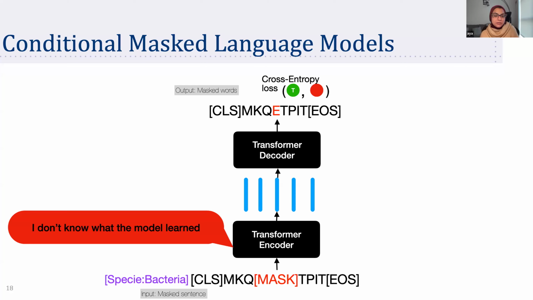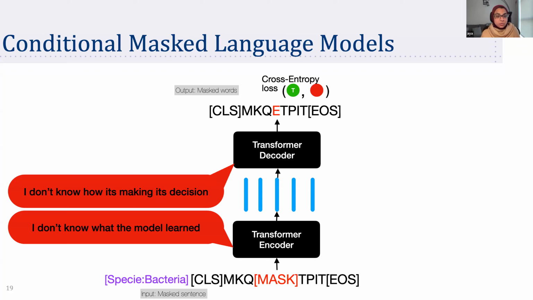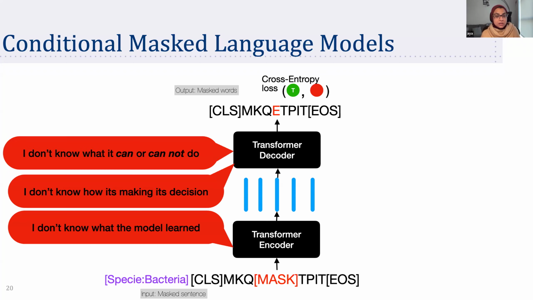Okay, but these models have some problems. For example, these models are basically considered an encoder-decoder architecture, but we do not know what this encoder learned at all. And for the decoder, we do not know how it is making decisions. We also do not know what the decoder can or cannot do. So we don't know what the model is really capable of.